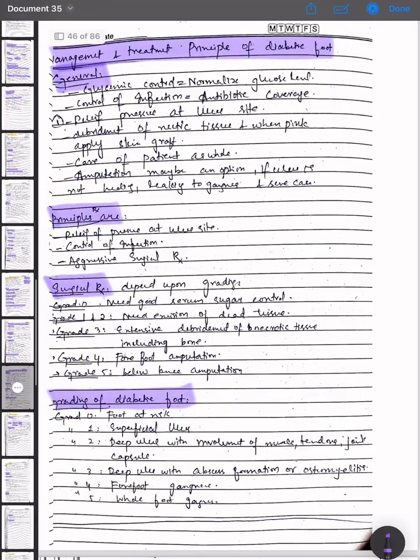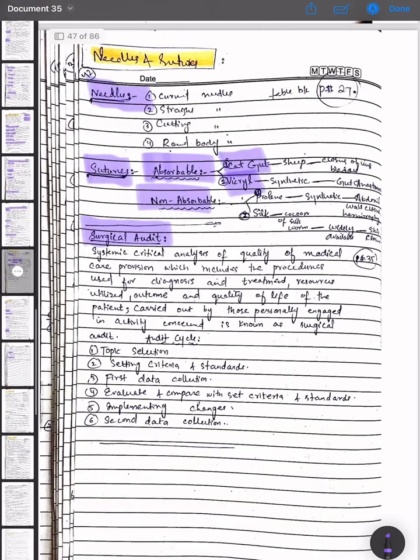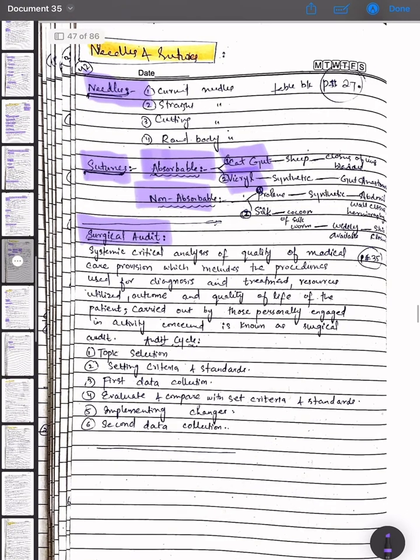We have a small minor topic, that is needles and sutures. So, what are the different types of needles? These are curved needles, straight needles, cutting needles, and round body needles. There are two main types of sutures: absorbable sutures and non-absorbable sutures.